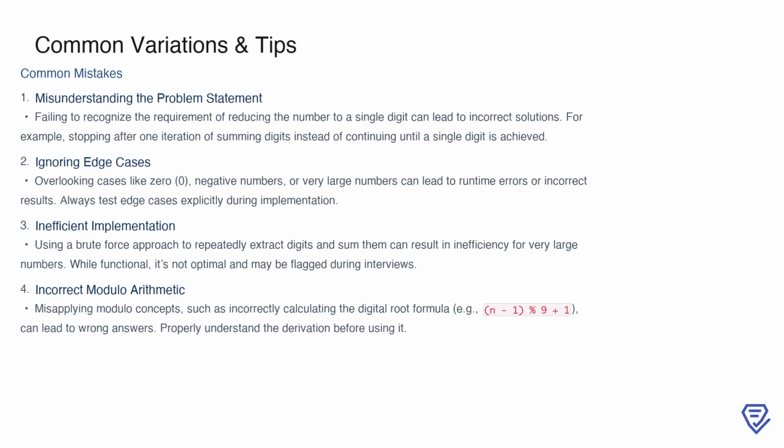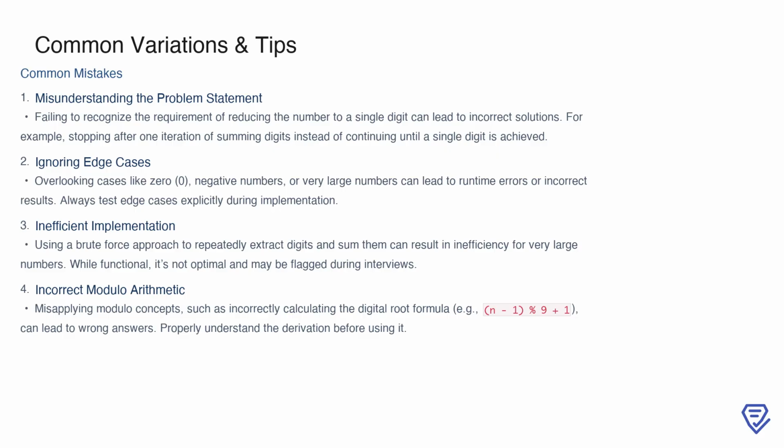When working on the add digits problem, it's easy to make a few common mistakes that can affect your solution. One frequent issue is misunderstanding the problem statement. Remember, the goal is to reduce the number to a single digit by summing its digits repeatedly, not just stopping after one iteration. Missing this requirement can lead to incorrect results.